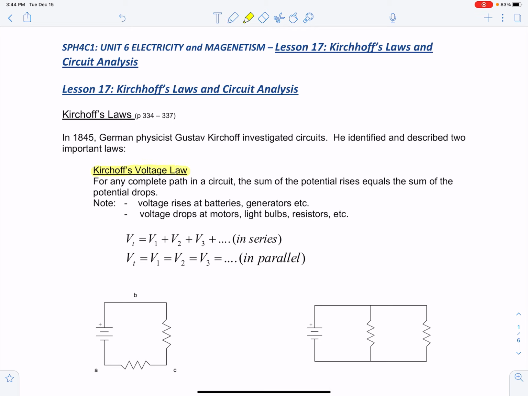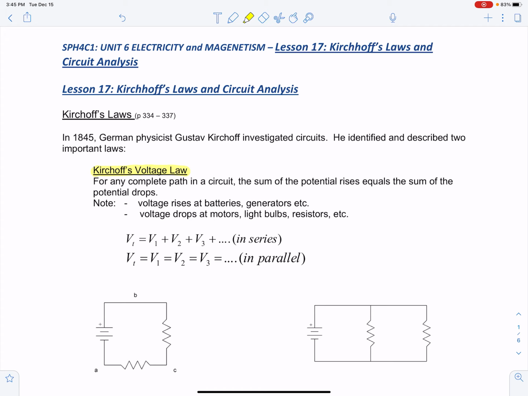for any complete path in a circuit, the sum of the potential difference rises equals the sum of the potential difference drops. So voltage rises at batteries and generators, and voltage drops at motors, light bulbs, and resistors.